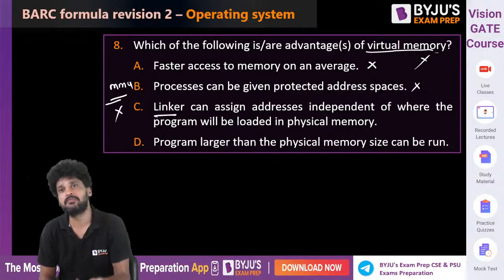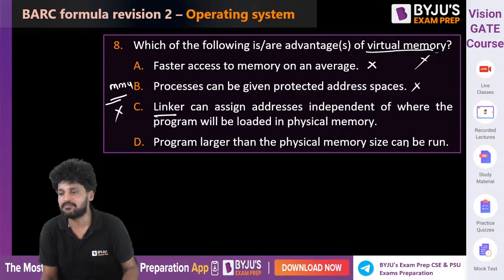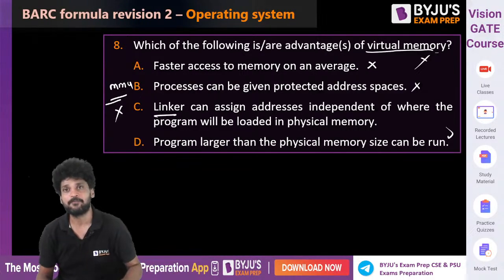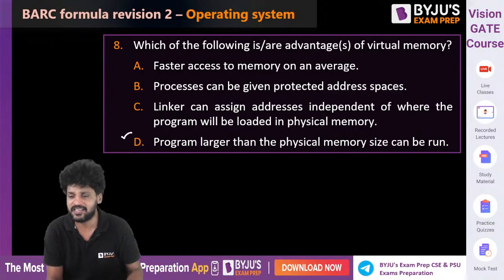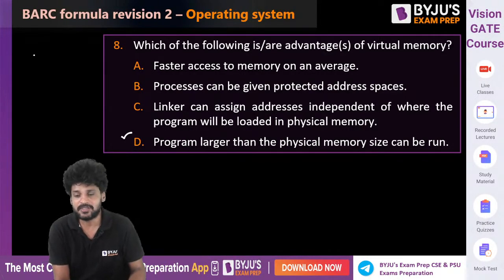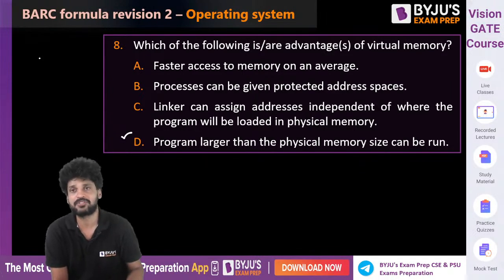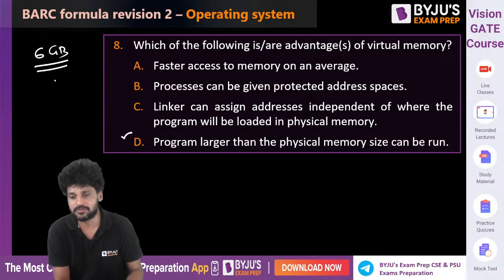Now, why does virtual memory come into the picture? Programs larger than the physical memory size can be run. This is the importance of virtual memory. This is why we use virtual memory. Now understand, there is a simple reason behind D being correct. Let us take an example of your own RAM size. RAM size may be 6 GB.